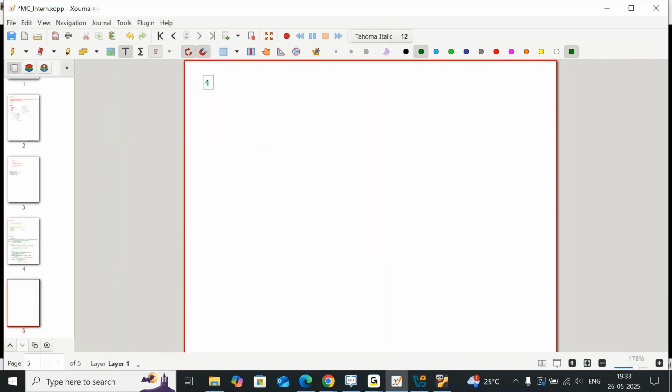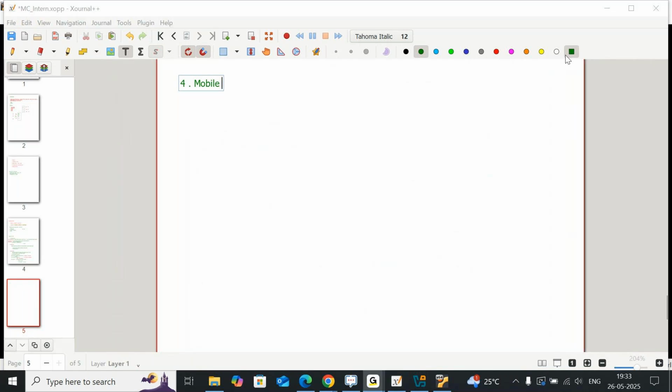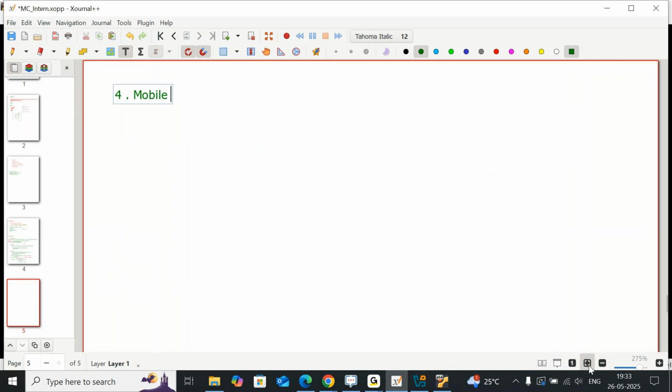So what does mobile mean? What do you mean by mobile?